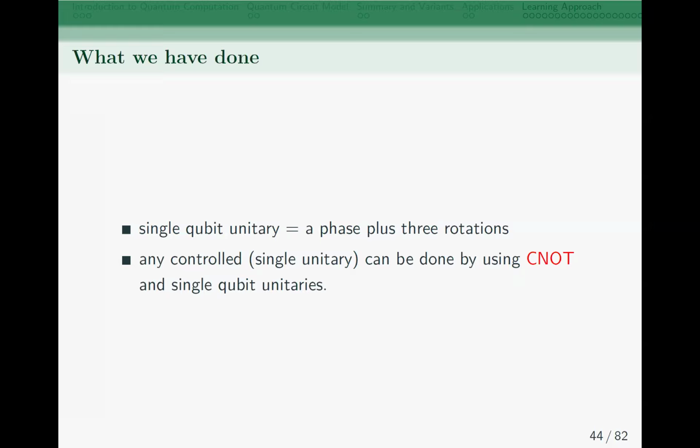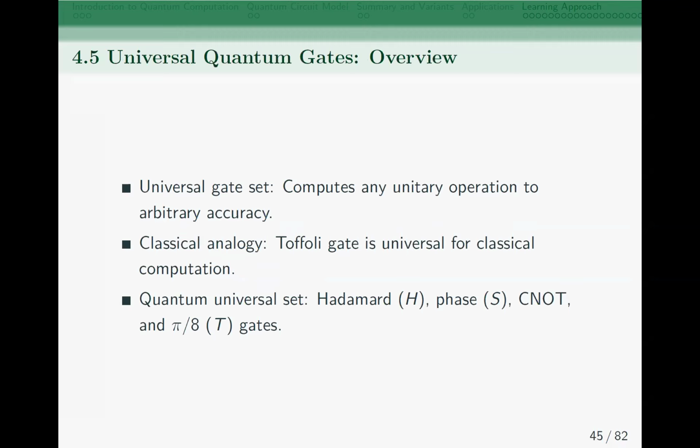With these tools, we can ask about the general unitaries, right? The general 2^n times 2^n unitaries. Before we go into this, we need to have some definitions. These are terminology that people always talk about. First is called universal gate set.